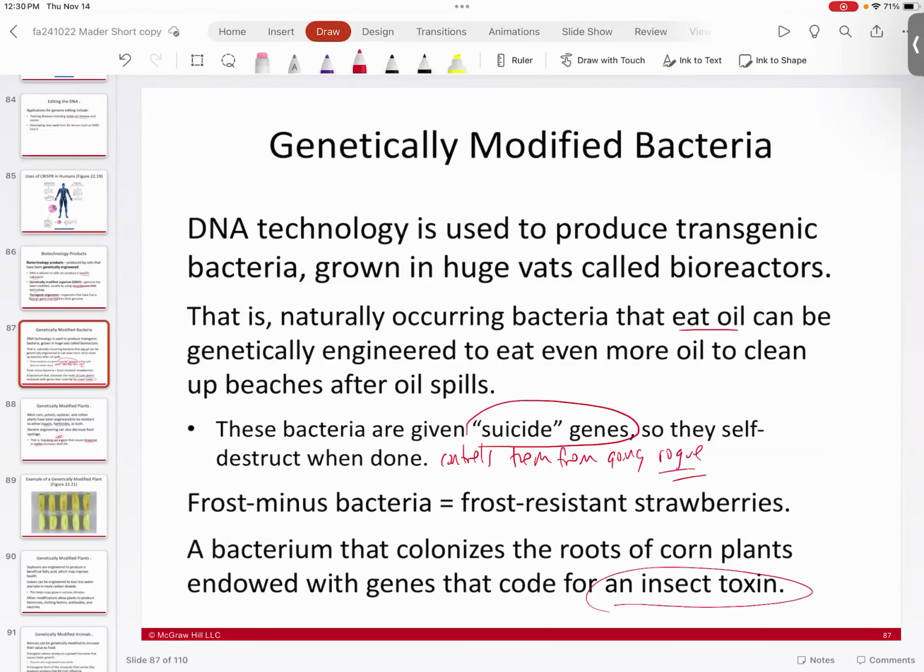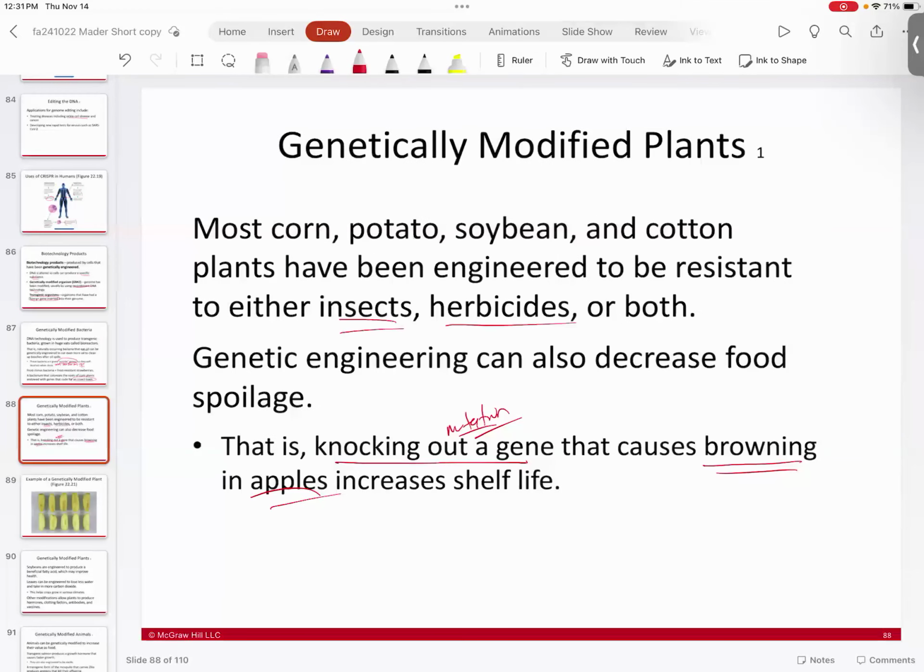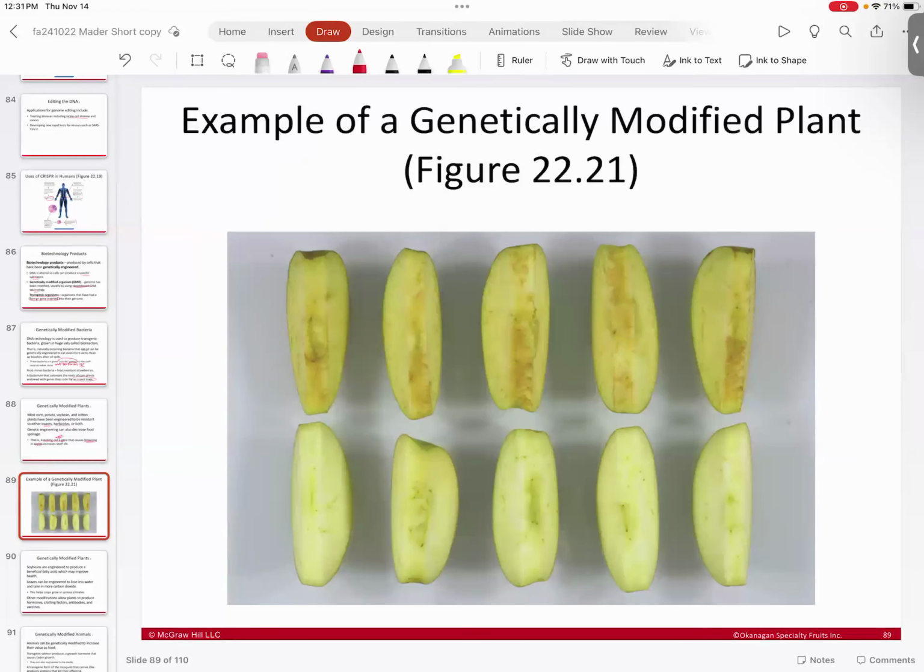Maybe a bacteria that basically eats oil and has to have a suicide gene in it, maybe that one's a little concerning, because the question would be, what happens if the gene mutates, that suicide gene, right? And all of a sudden the bacteria don't have the suicide gene. What happens if they live forever? We're going to have a world full of oil-eating bacteria. What does that look like?